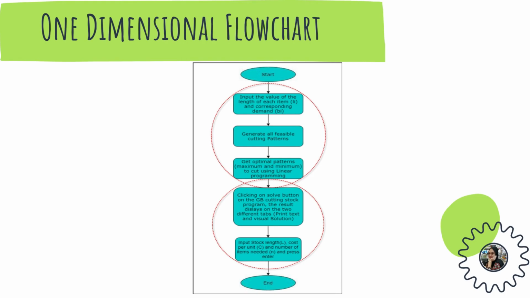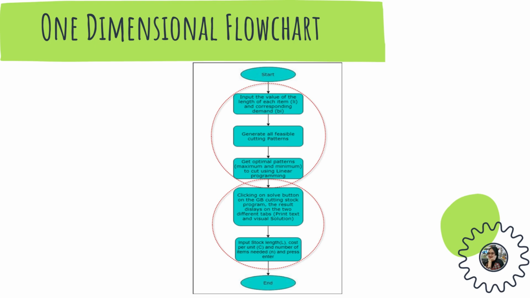The solution procedure to start the program, based on the figure, is from the input of the stock length, unit cost, number of necessary products, and clicking enter. All feasible cutting patterns are generated by the input values of the length of each item and necessary parameters, so that the vector represents a feasible pattern that must fulfill the conditions expressed in the condition below.